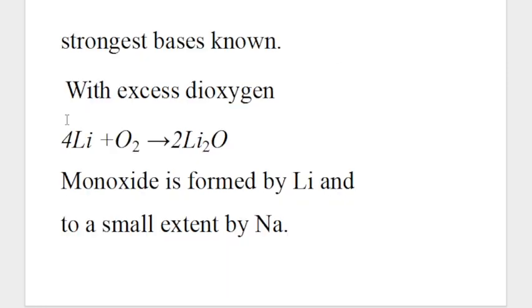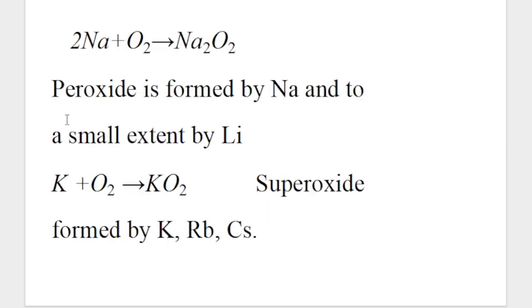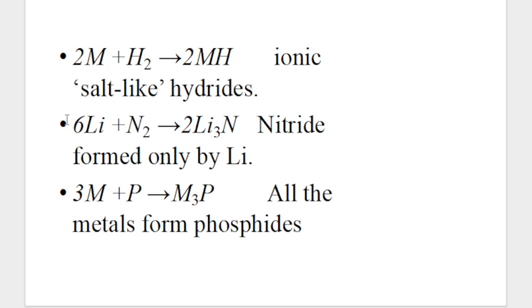The hydroxides are the strongest bases known. So hydroxides of group 1 metals are the strongest bases you can think of. With excess dioxygen, lithium forms a monoxide, and sodium to a small extent might also form a monoxide. But a peroxide is formed by sodium and to a small extent by lithium. On the other hand, potassium forms a superoxide. You would also note that superoxides are formed by potassium, rubidium, and cesium.